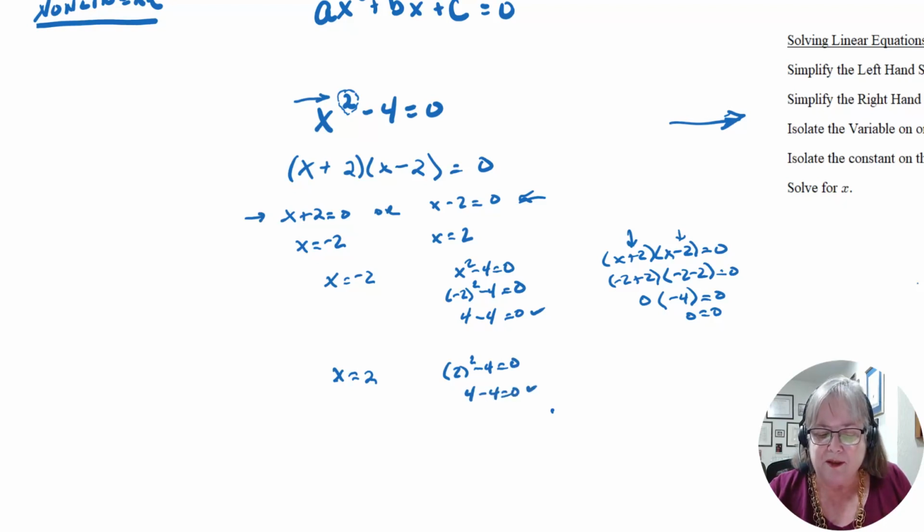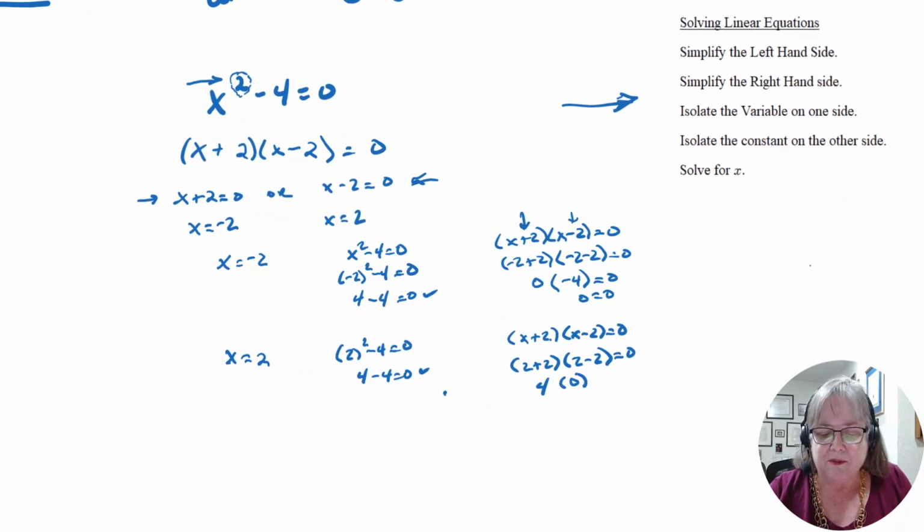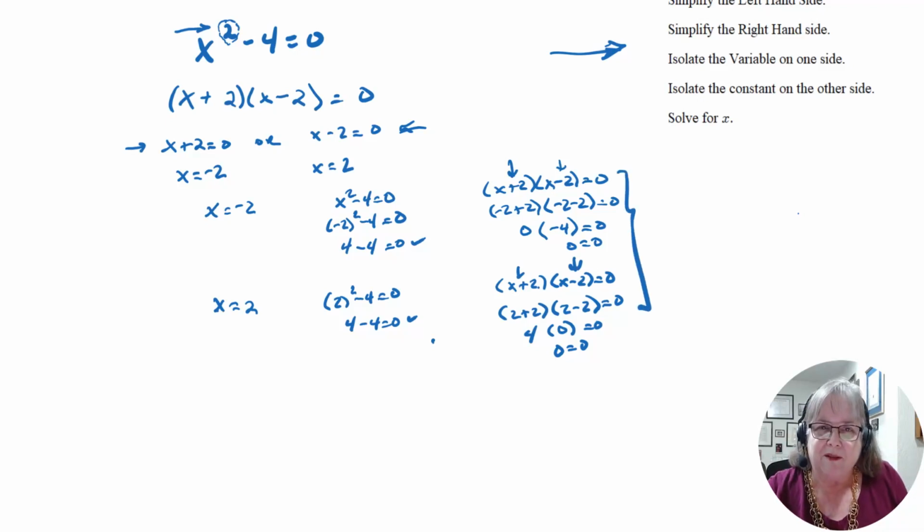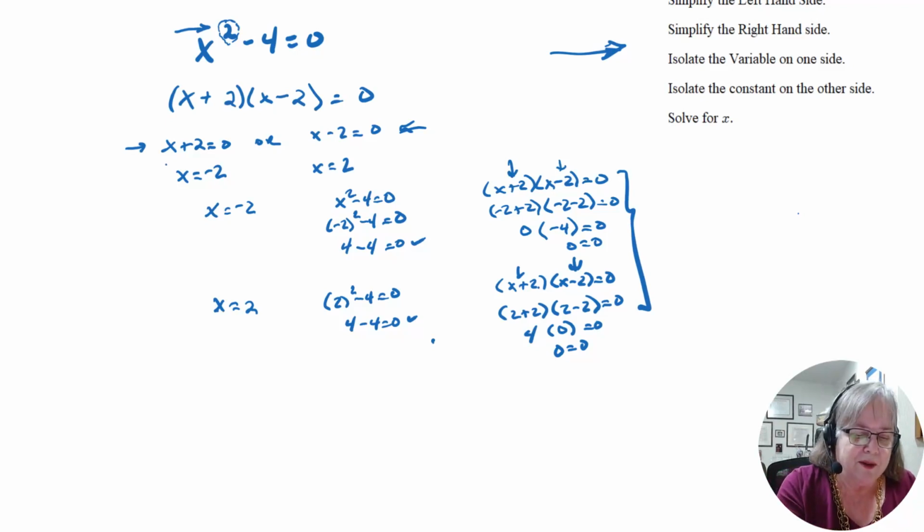Okay, if we check it into this, x plus 2, x minus 2 equals 0, you would have 2 plus 2, 2 minus 2, and this would be 4 times 0, and so this would be 0, right? So see, when you do that, this one turns out to be 0, and this one's not. So when you plug them in individually, one of them is 0 and the other one's not. But these are your two answers.